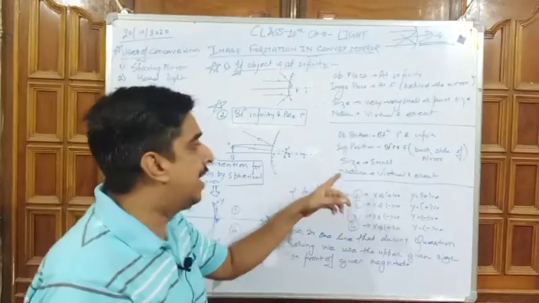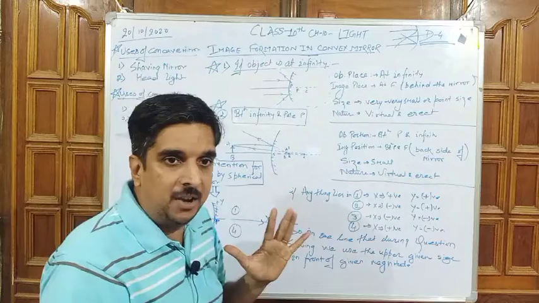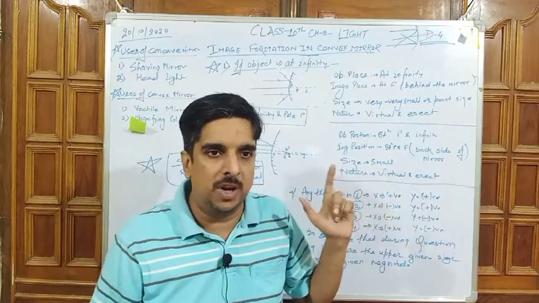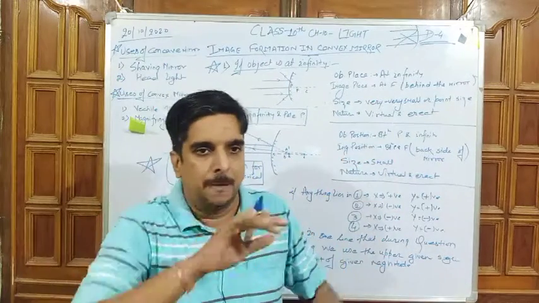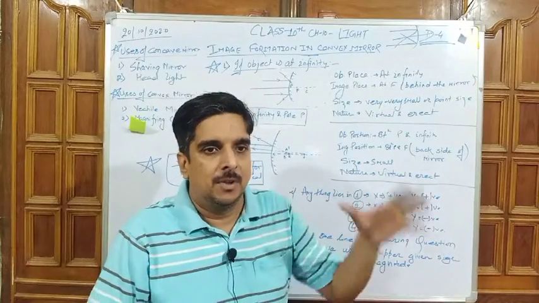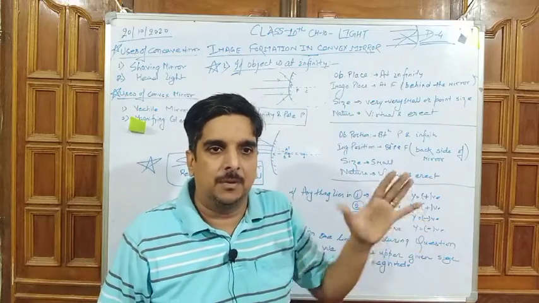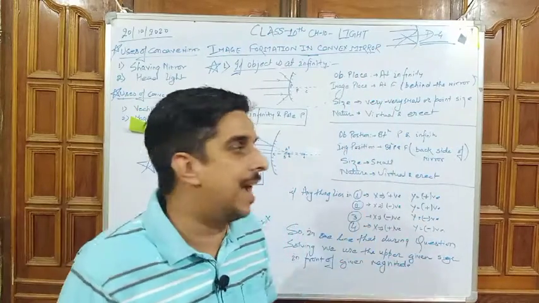So this is the fact I am trying to say: total 8 figures, 6 in concave mirror, 2 in convex mirror. After practicing these 8 image formation diagrams, you will have the complete idea for the mirror reflection side.